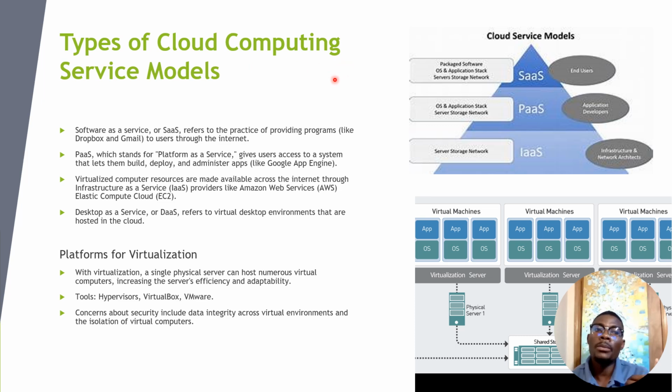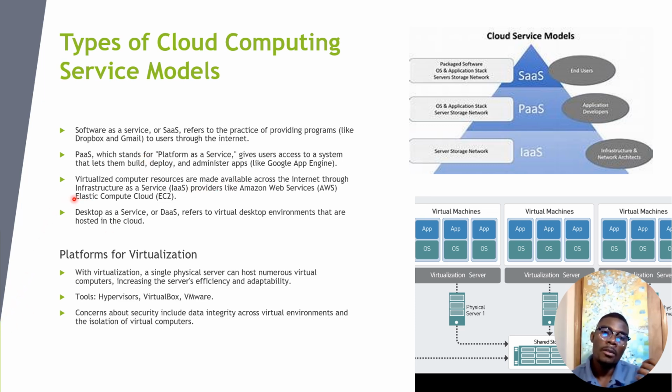Let us look at this. We have the types of cloud computing service models. Very important. We have to understand what types of models the cloud is providing for us. We have software as a service, which refers to providing programs like Dropbox and email for users to use over the internet. We also have platform as a service. This gives users access to systems that let them build, deploy, and administer apps. The Google search engine is a perfect example of this service.